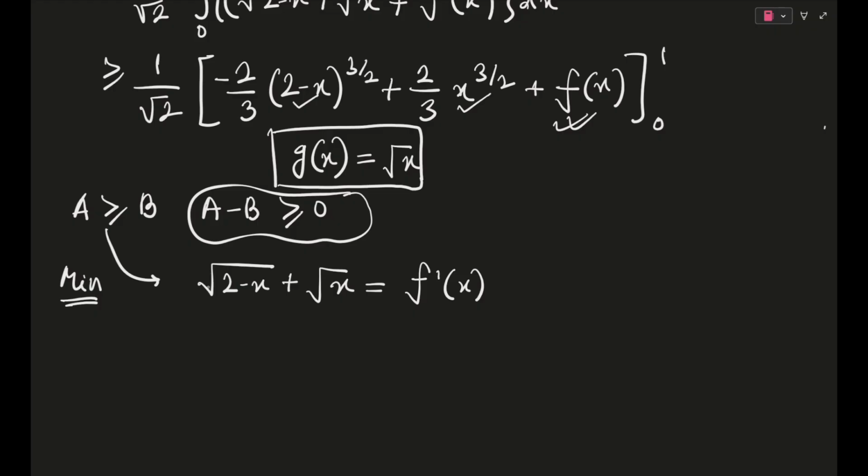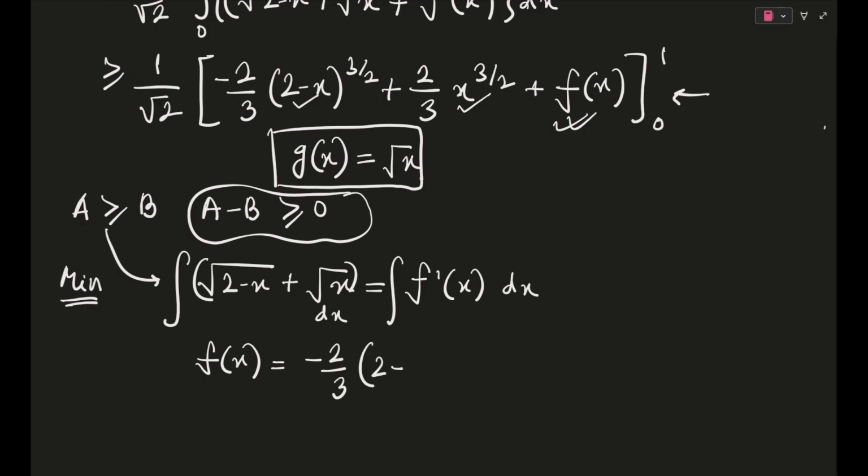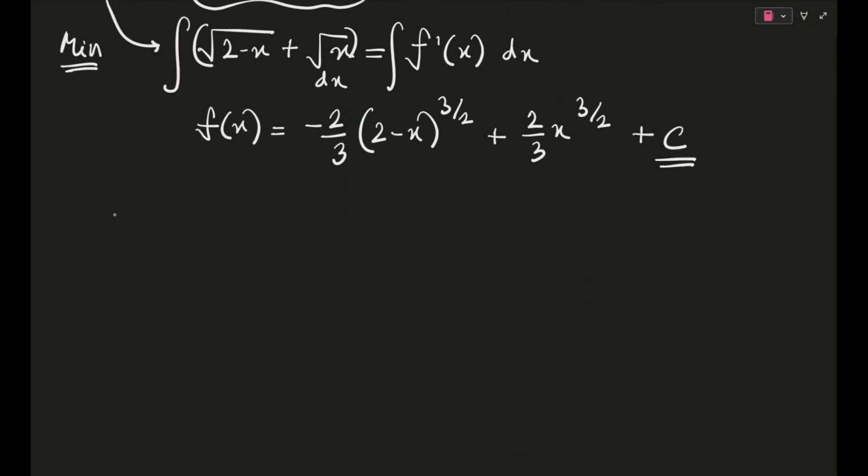And now the thing we will do is integrate both sides, this also and this also, to get our f of x. So f of x actually comes out to be a very similar form, very similar to this part. f of x will come out to be equal to minus 2 by 3 times 2 minus x whole power 3 by 2 plus 2 by 3 x power 3 by 2 and a constant c, which we need to find. And now to find our constant, enough information has been provided. The information given was f of 1 is equal to 2.